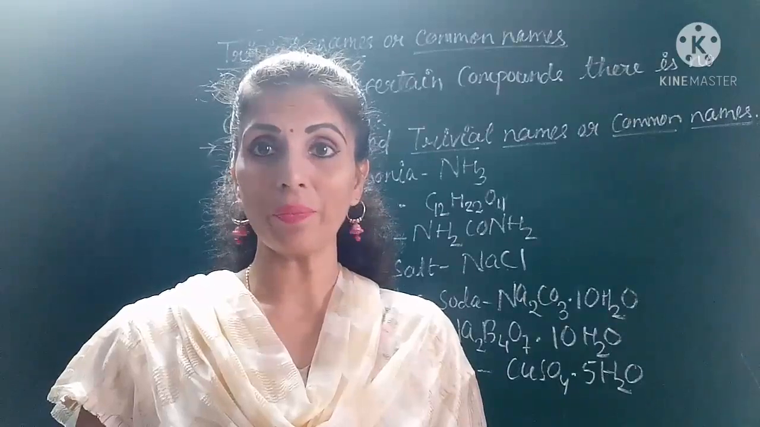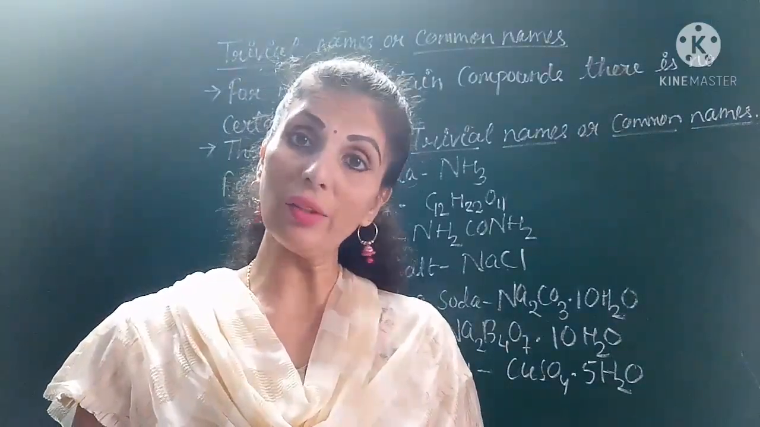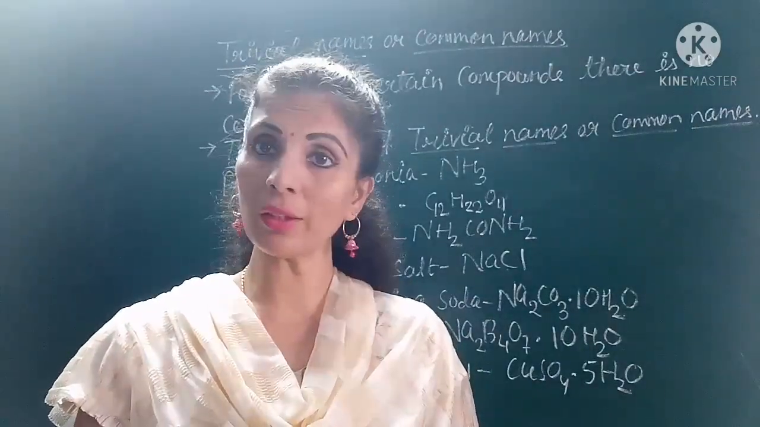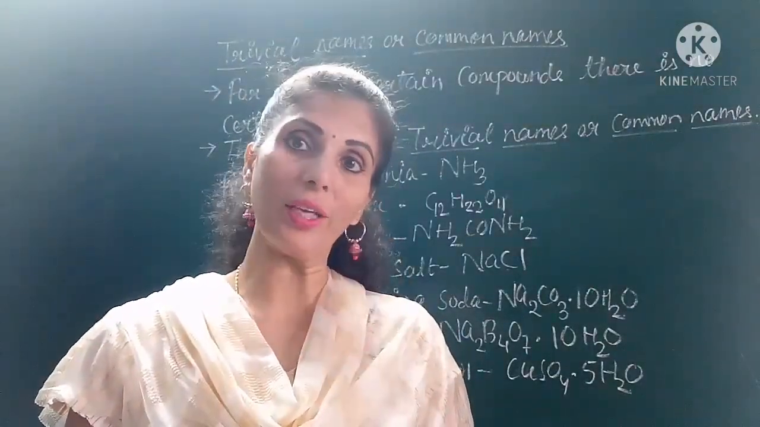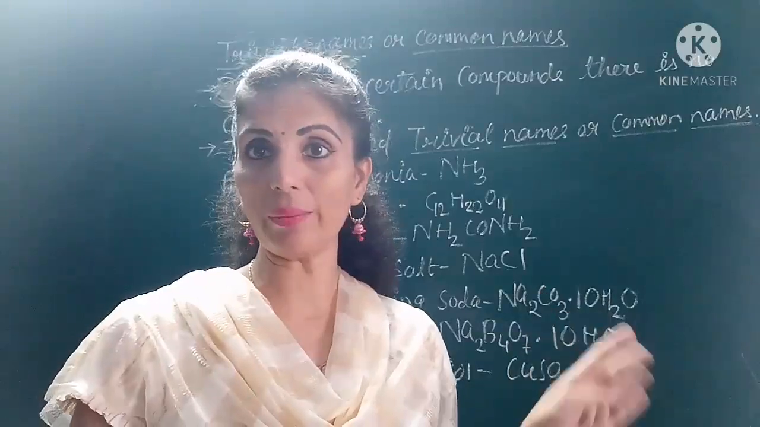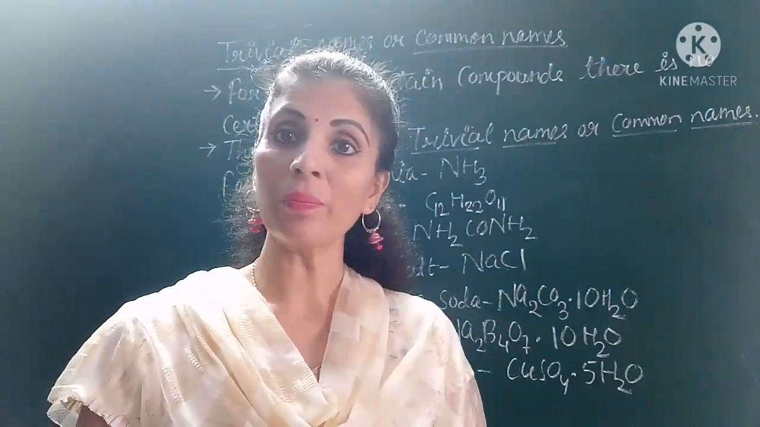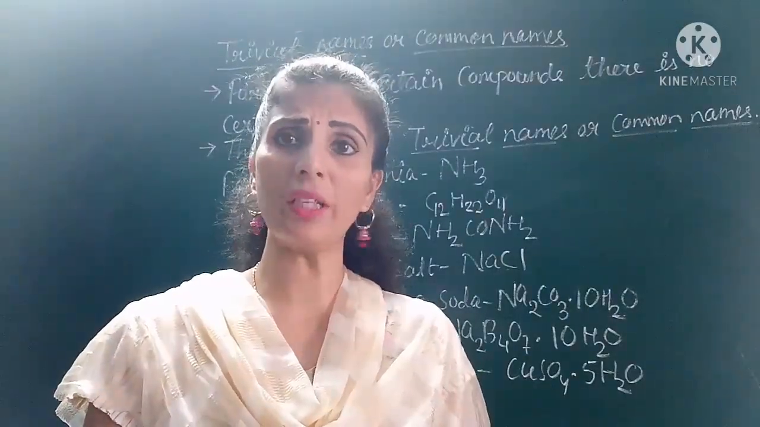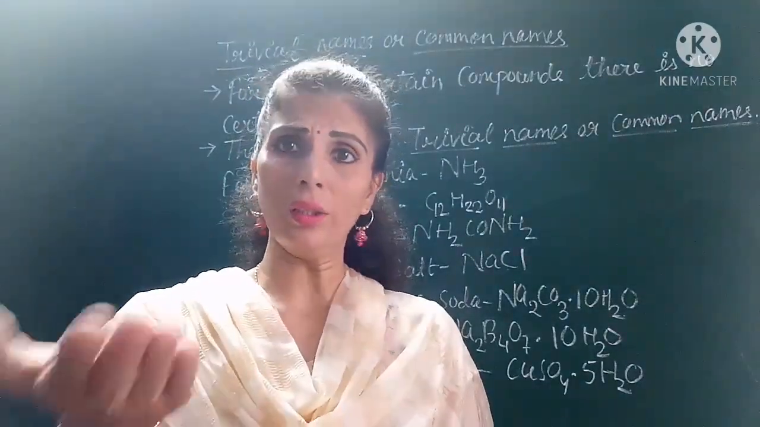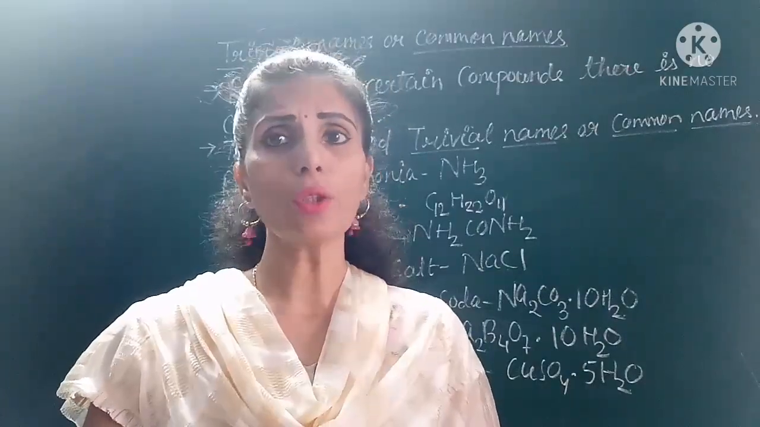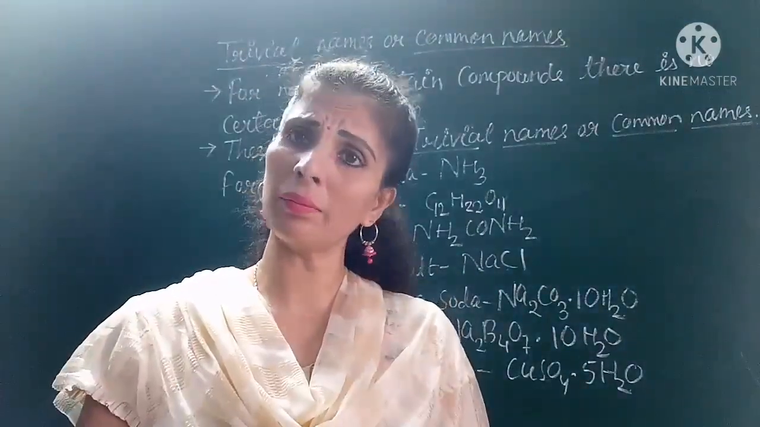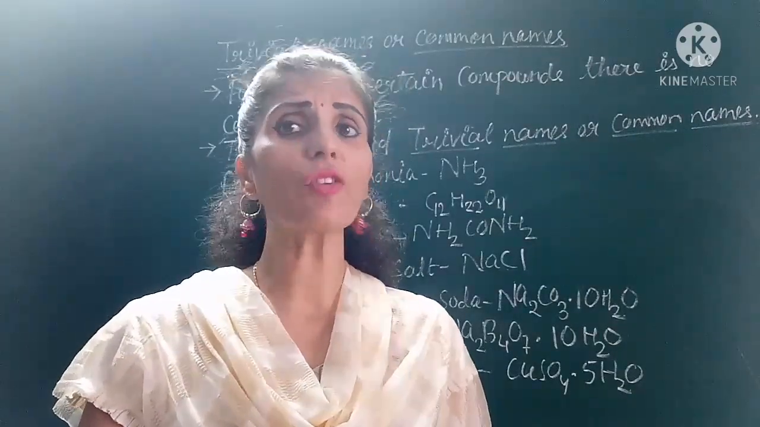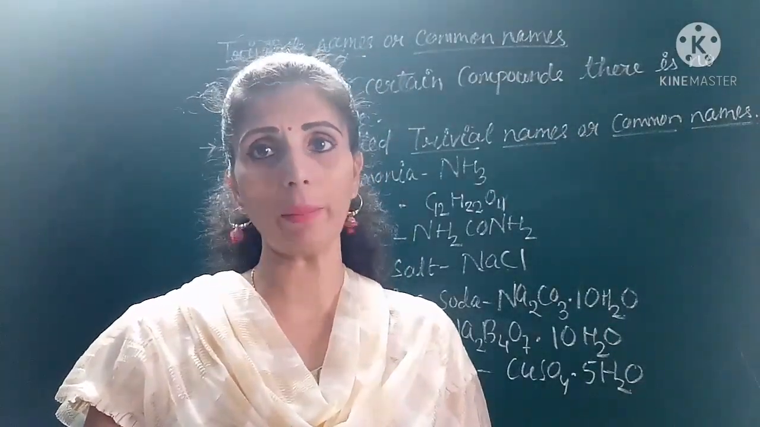That's why the common name has been given to sugar. Then urea. It is the combination of nitrogen, hydrogen, carbon and oxygen, but it is not following any systematic rule. That's why the common name has been given to urea. I have written other examples also. Go through the examples. You will find many examples in other reference books and sites. Many other compounds are given common names because they are not following any systematic rule for their names.